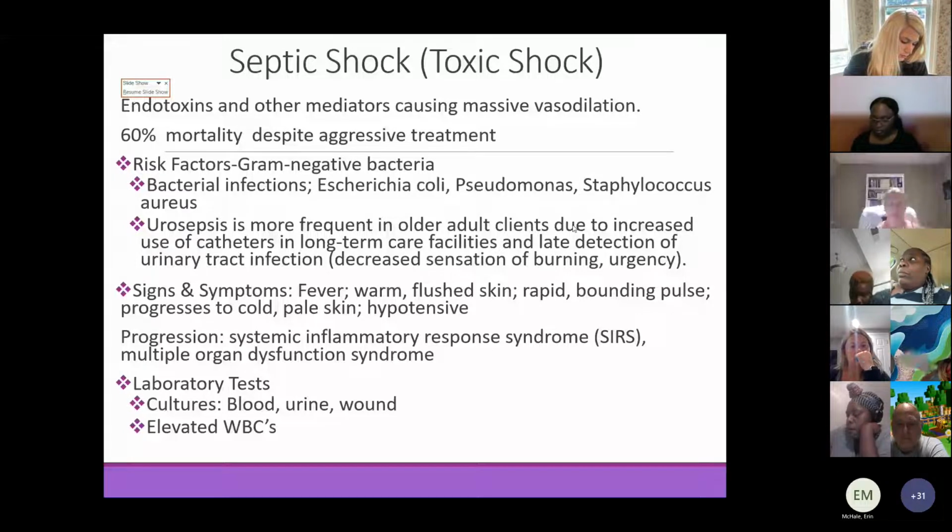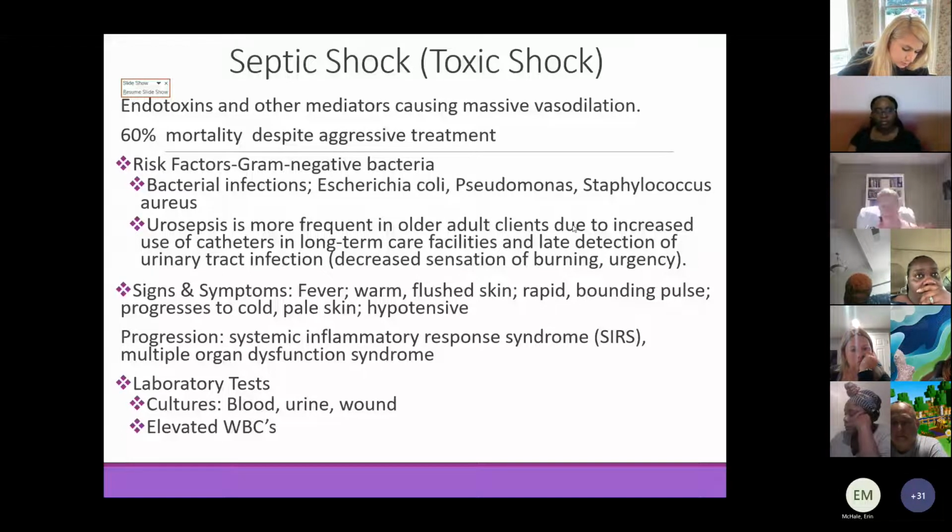So signs and symptoms that someone is septic: they would have a fever. They may be warm. Their skin may be flushed because of the fever. They're definitely going to have an elevated heart rate. Because of that elevated heart rate, their pulse is going to be bounding if things progress. So all of those are your initial compensatory mechanisms. As things continue to progress, the body is going to try and preserve any blood that it can for its main organs, the kidneys, the brain, things like that. So your lower extremities are going to start to get cold, your hands, your feet, your skin's going to become pale, and definitely you're going to be hypotensive.